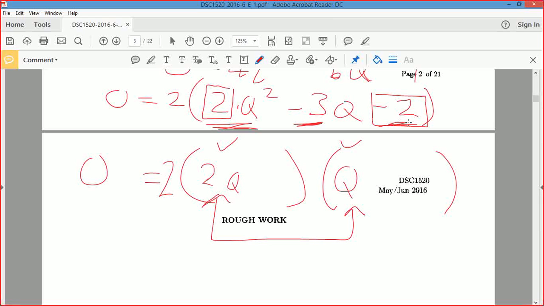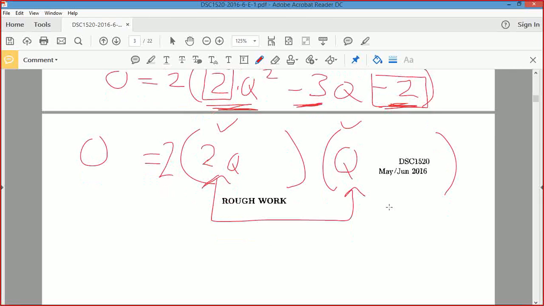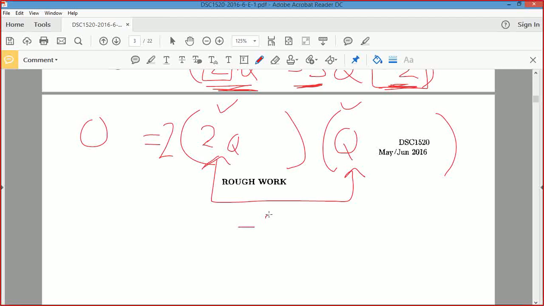Okay, then I'm looking at the end term. The end term is minus 2. So I've got an option. I can either put minus 2 here and 1 there. If I multiply those two together, I get minus 2. Or I can put the 1 here and I can put the minus 2 there, because if I multiply that, I still get the minus 2.